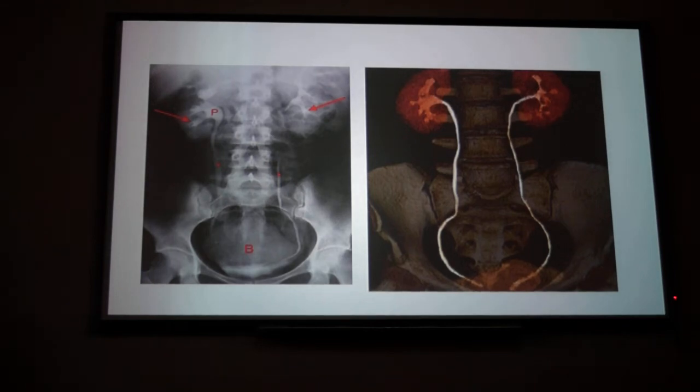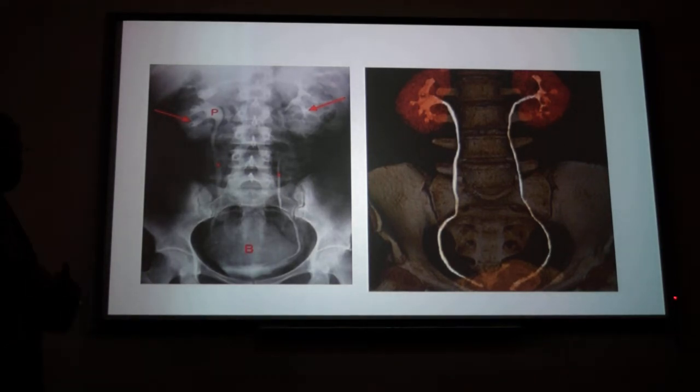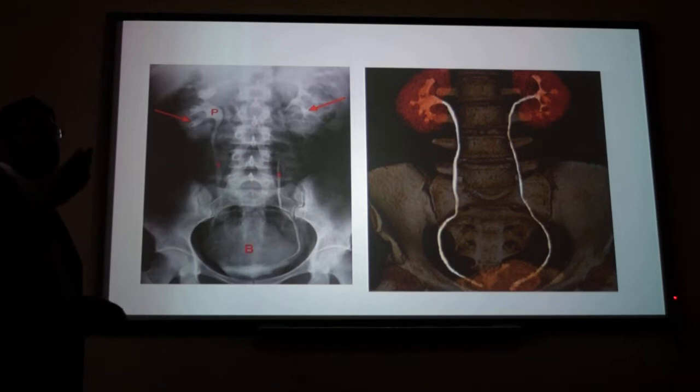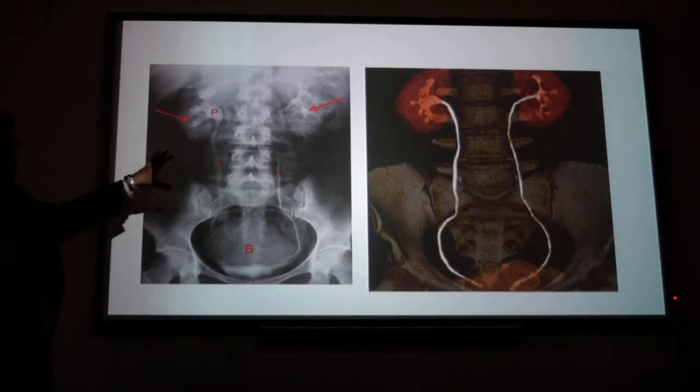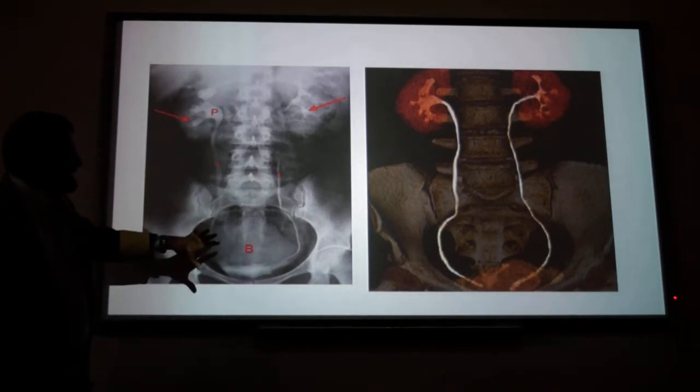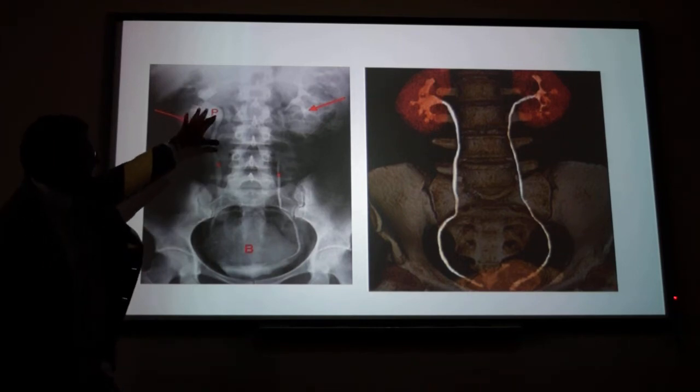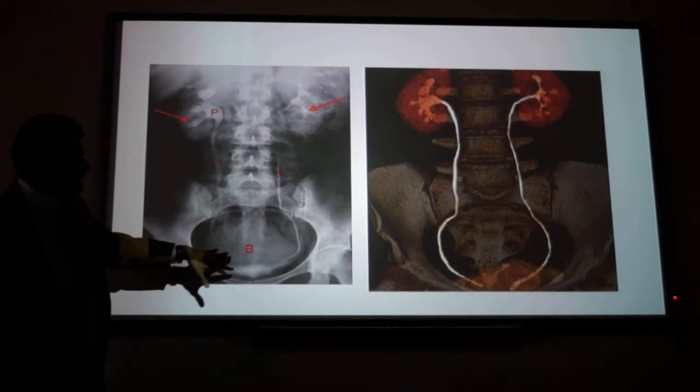Do we give the patient something to prepare? Yes. We prepare the patient with an enema and Dulcolax tablets, laxatives. So this is what you get once the preparation is fine. You will see the collecting system, the ureter and the bladder.